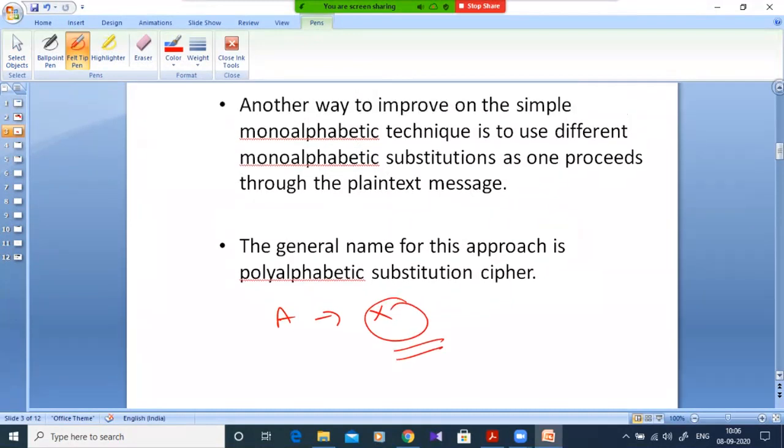So these are the features. A set of related monoalphabetic substitution rules are used, based on the monoalphabetic cipher techniques we already know, so we may use some rules there. Then a key determines which particular rule is chosen for a given transformation. So the key will tell us which technique we are using. That is the two common features in the polyalphabetic cipher.